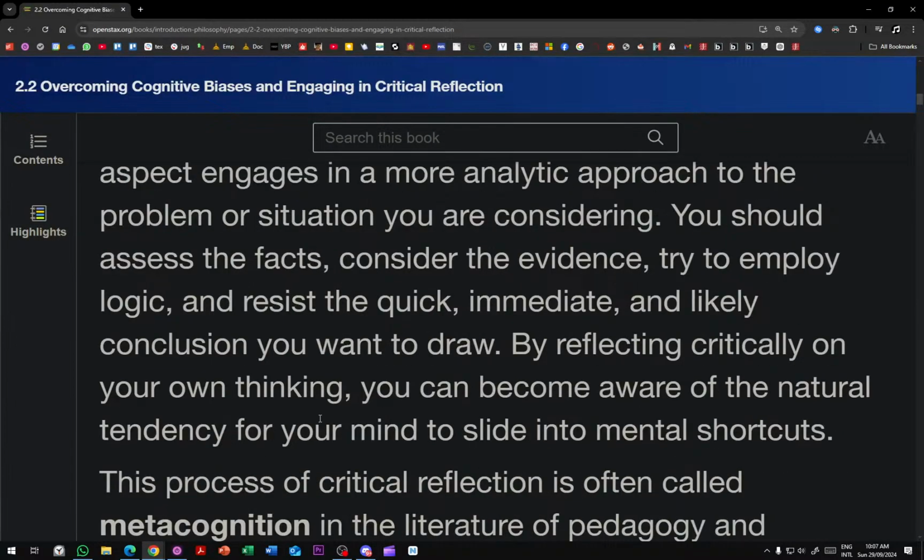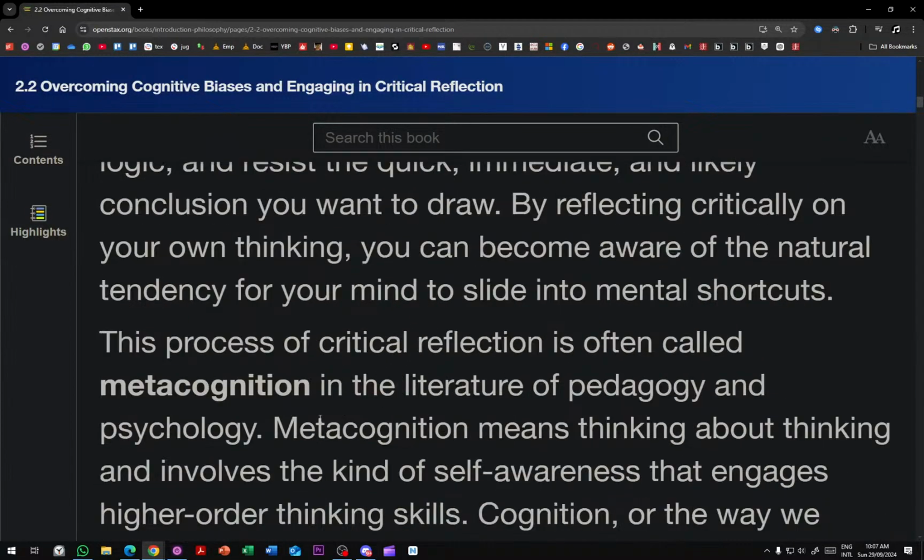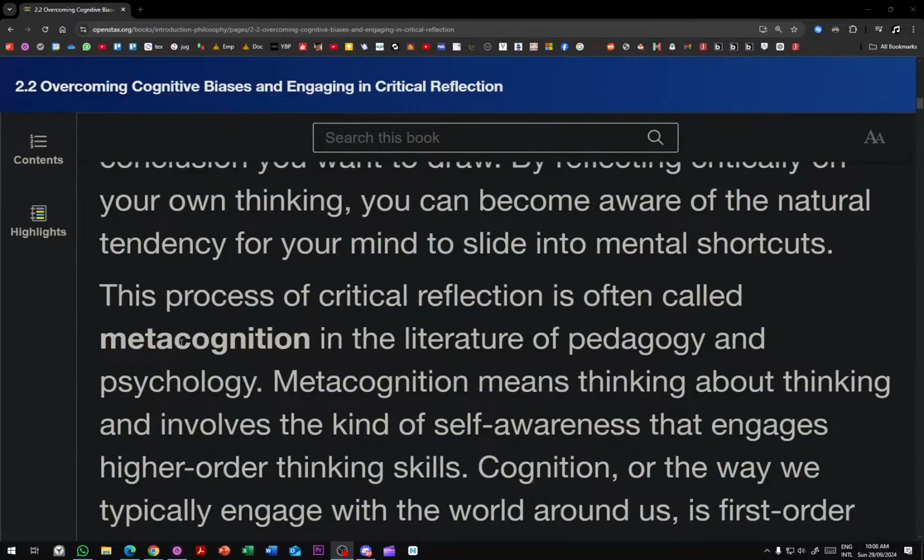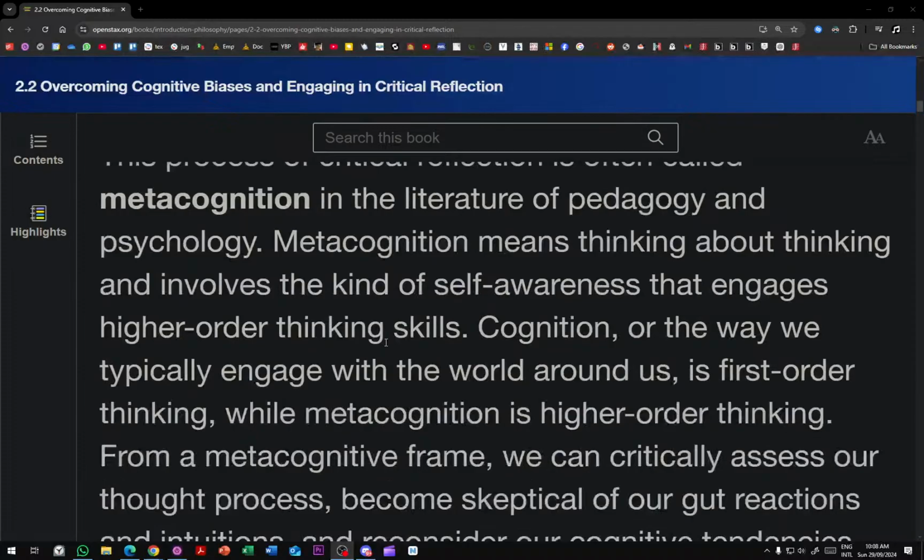you want to draw. By reflecting critically on your own thinking, you can become aware of the natural tendency for your mind to slide into mental shortcuts. This process of critical reflection is often called metacognition in the literature of pedagogy and psychology. Metacognition means thinking about thinking and involves the kind of self-awareness that engages higher order thinking skills.